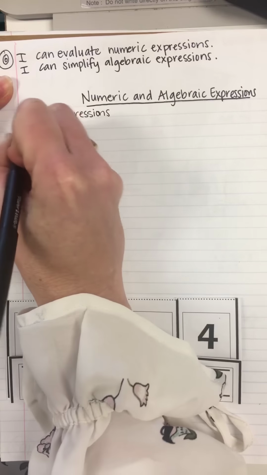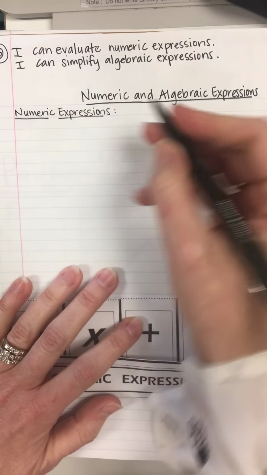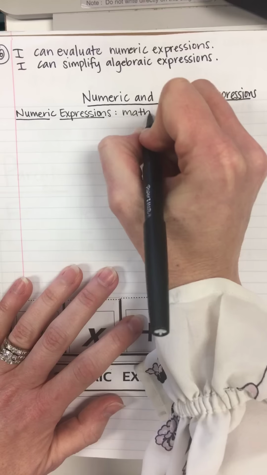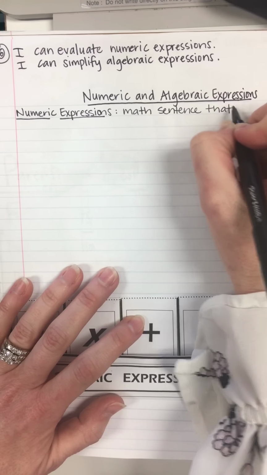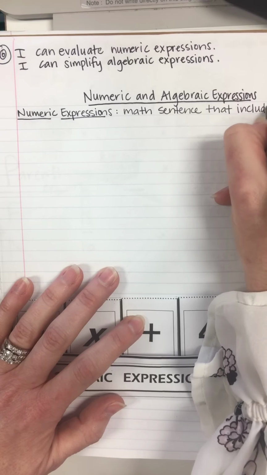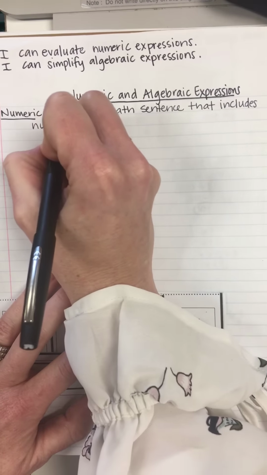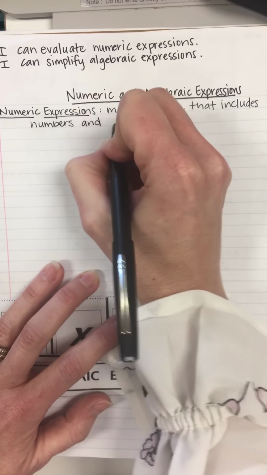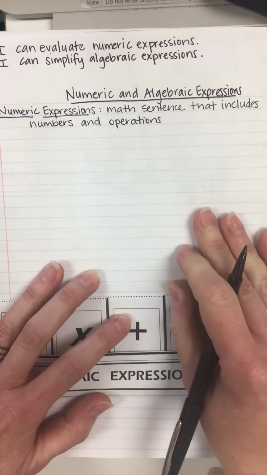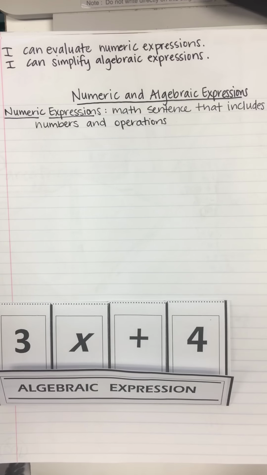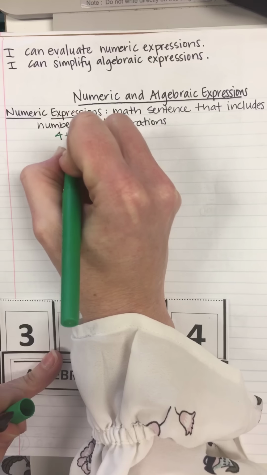So numeric expressions is exactly what it sounds like. It's expressions that are made of numbers. So the technical definition is a math sentence that includes numbers and operations. And we're going to review operations in just a few minutes, but some examples of some numeric expressions would be things like, just real simple, 4 plus 2.